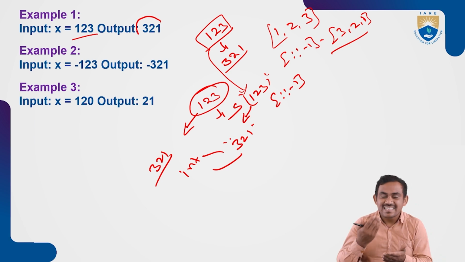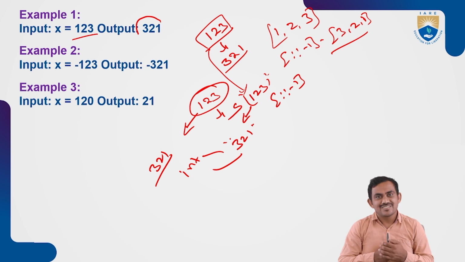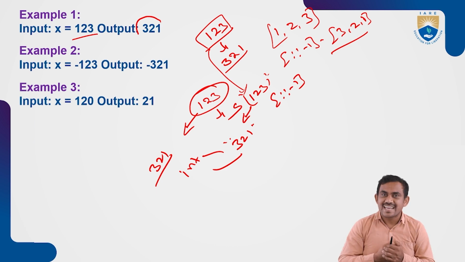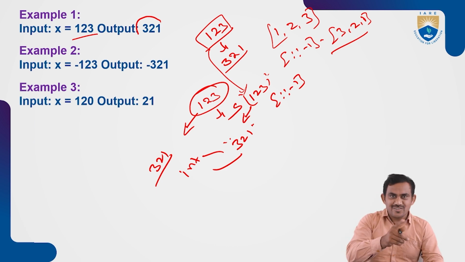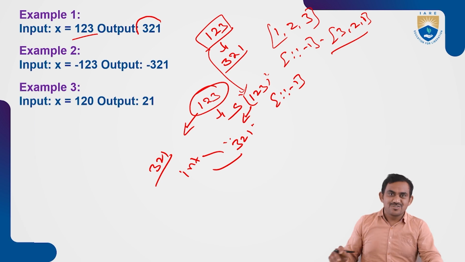But here we have a small error. What is that error? We'll discuss it in the particular code, step by step.